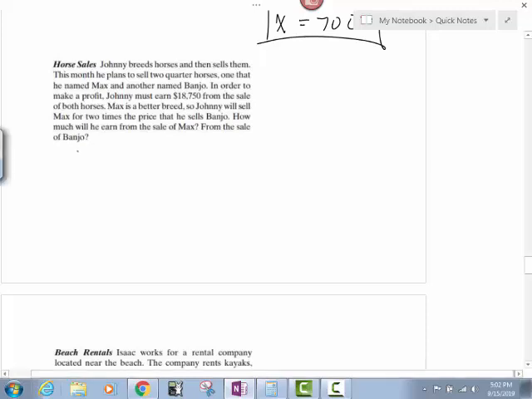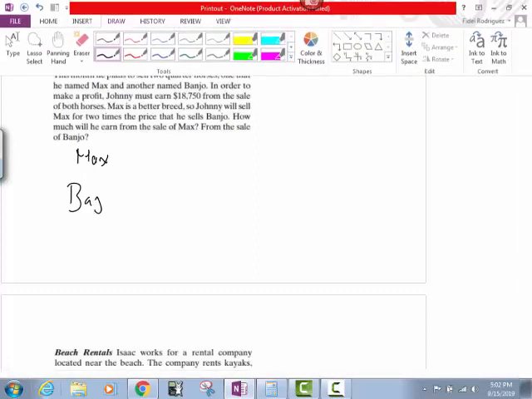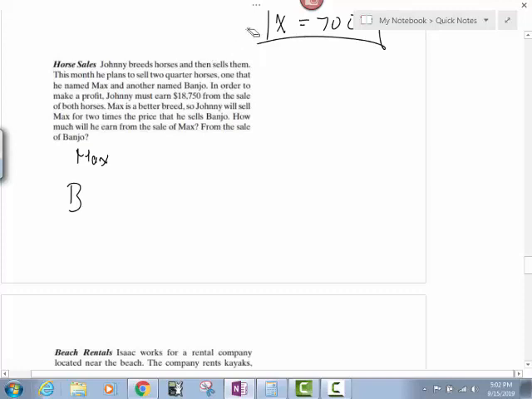Okay, so we got 2 horses here. Max. Oops. And Banjo. Okay. And it says Max is going to be sold for twice what we sell Banjo for. So I don't know how much we're going to sell Banjo for, but Max is going to be twice that.